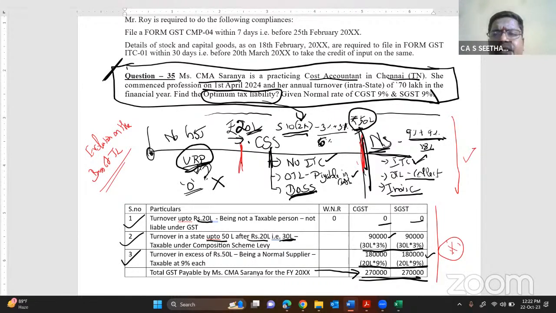See, up to 20 lakhs, no taxes payable, no need to register. Up to 50 lakhs, only taxes payable. But where is the niche area? Only after registration, and up to a certain limit only, you can be a composition scheme supplier. That means only for this difference of 30 lakhs, you will pay 3%. For aggregate turnover, we'll include the 20 lakhs, but tax we will not include, right?